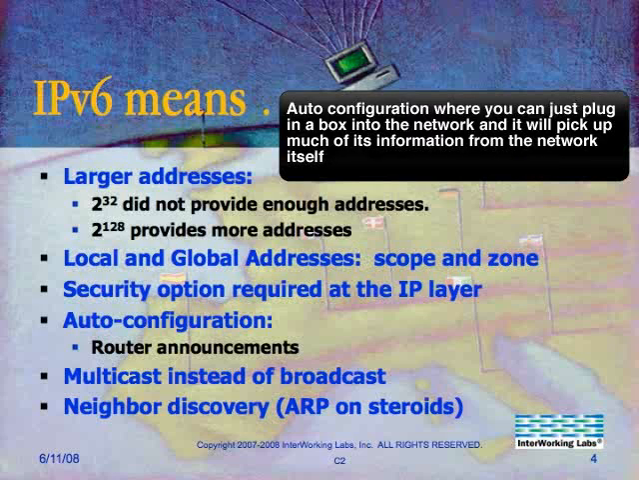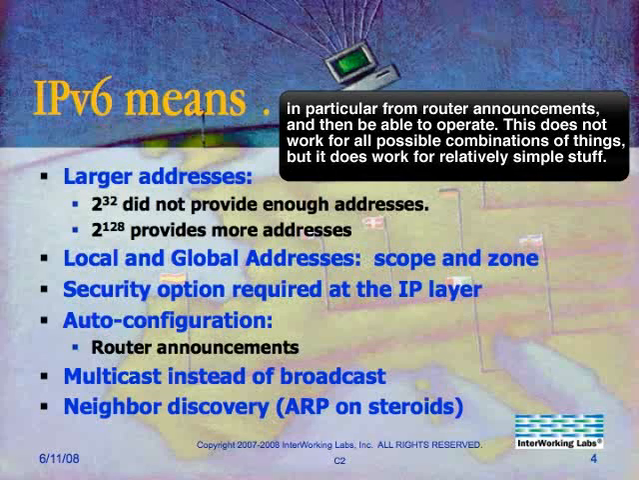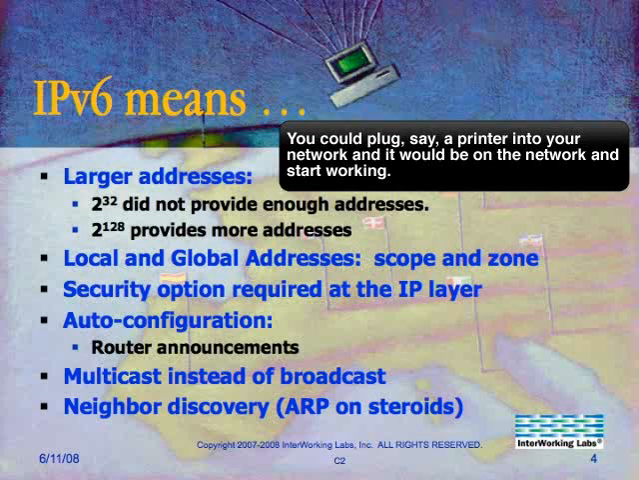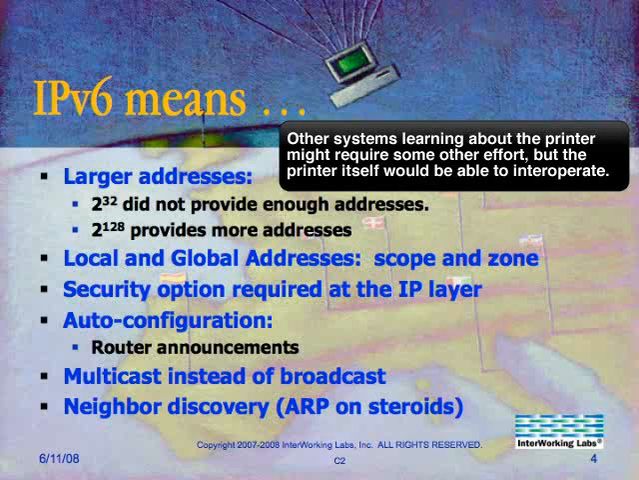Auto configuration, where you can just plug in a box into the network, and it will pick up much of its information from the network itself, in particular from router announcements, and then be able to operate. This doesn't work for all possible combinations of things, but it does work for relatively simple stuff. You could plug, say, a printer into your network, and it would be able to be on the network and start working. Other systems learning of the printer might require some other effort, but the printer itself would be able to interoperate.